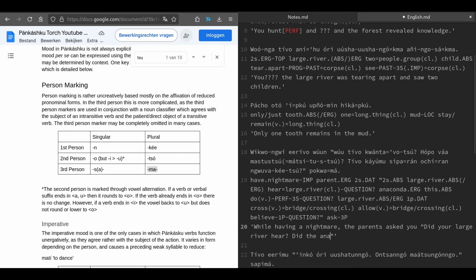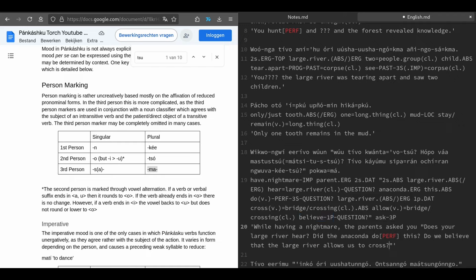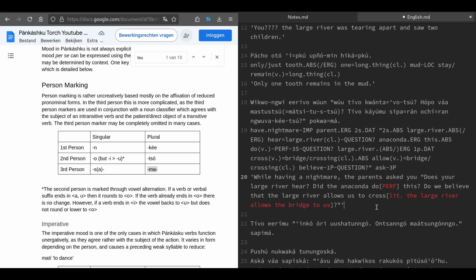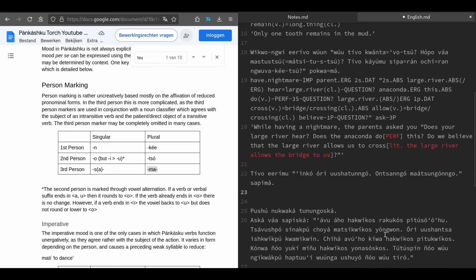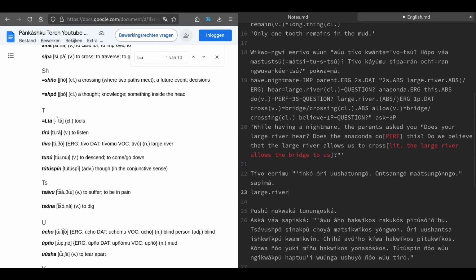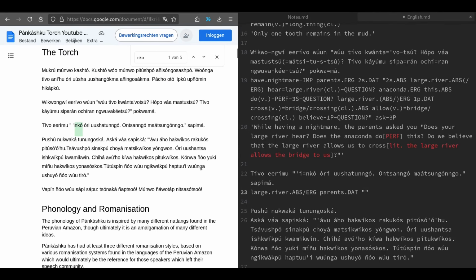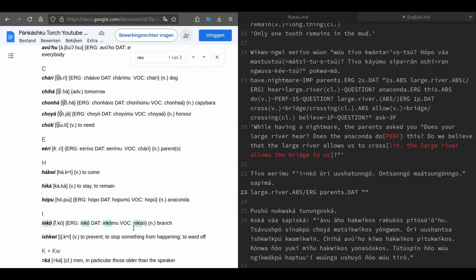Did the anaconda do this? Do we believe that the large river allows us to cross? Something like that. But then literally, the large river allows the bridge to us. Okay, I'm somewhat confident in this sentence. Okay. Default. This text loves large rivers, huh? Erimo. Iko. So it could be one branch, but I don't think it makes sense.